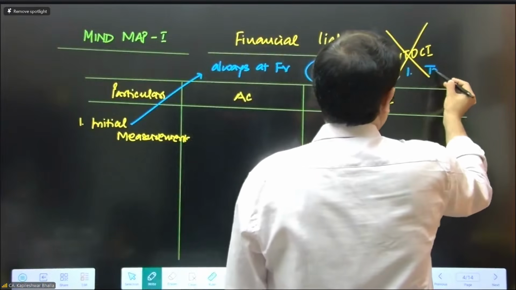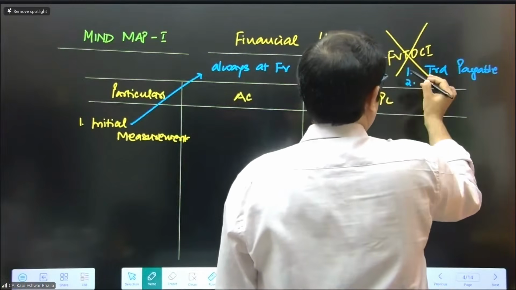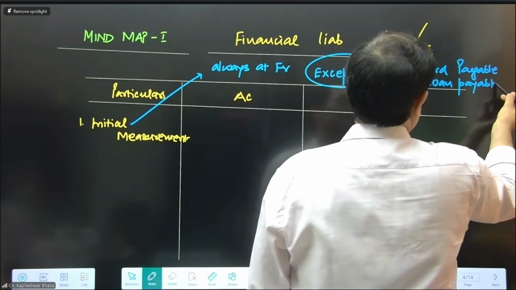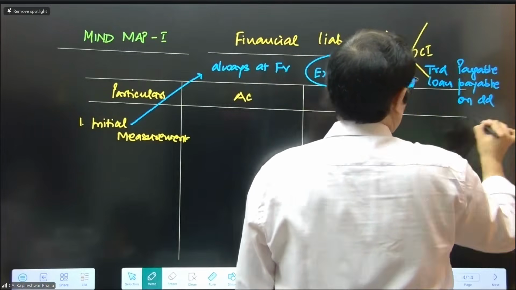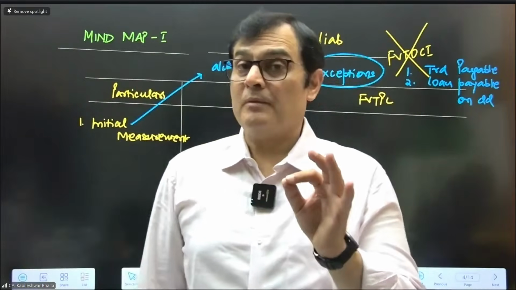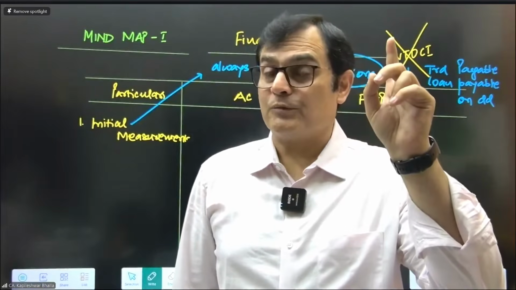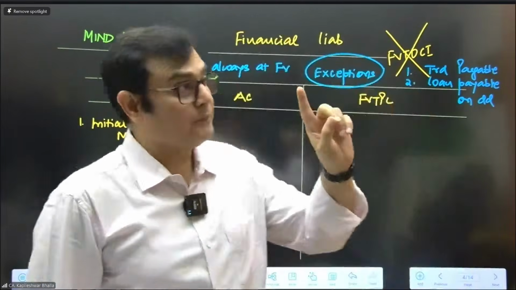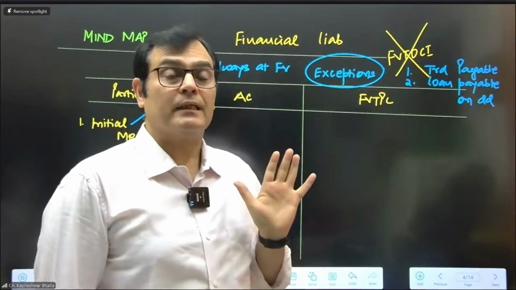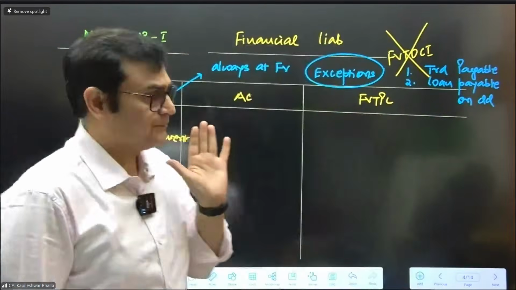The first exception is a case of trade payable, and the second exception is the loan which is payable on demand. These are taken at a transaction price. If you remember, even in terms of financial assets, there were two exceptions, trade receivable as well as loan recoverable on demand. Same goes for financial liabilities. If there is a trade payable, loans payable on demand, they are taken at a transaction price. Other than that, all financial liabilities are taken at fair value.